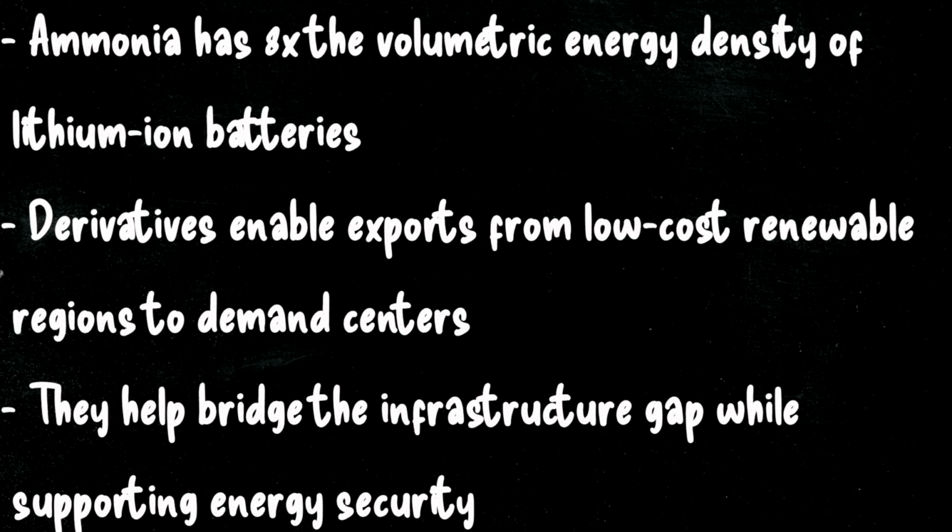Here's the thing: moving gaseous hydrogen globally is hard, and hydrogen derivatives help to unlock global energy trade. Ammonia has 8 times the volumetric energy density of lithium-ion batteries, and hydrogen derivatives enable exports from low-cost renewable regions to demand centers, and they will help bridge the infrastructure gap while supporting energy security. So whether it's gaseous ammonia, LOHCs, or solid metal hydrides, hydrogen derivatives are the bridge turning hydrogen's potential into reality. For energy professionals and investors, understanding these derivatives, their technology, economics, and regulation is essential to navigating the clean hydrogen future.